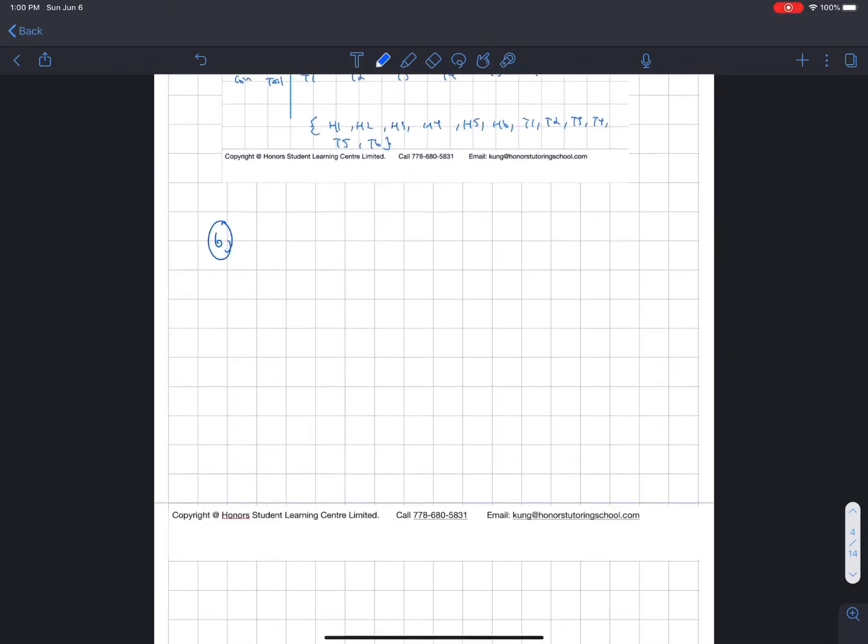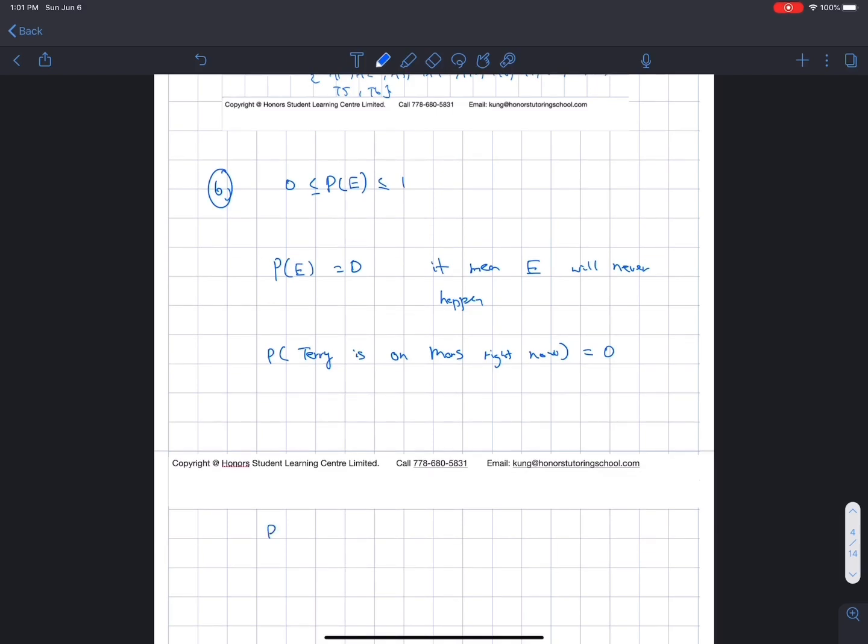Number 6, the probability of some event E will always be in between 0 to 1. So if the probability of E equals 0, it means that it will never happen. For example, I can say what is the probability that Terry is on Mars right now. Well, right now I'm in Vancouver. So this probability of Terry being on Mars right now would be 0.